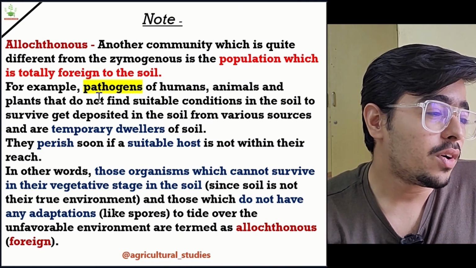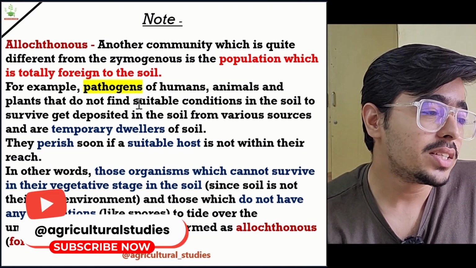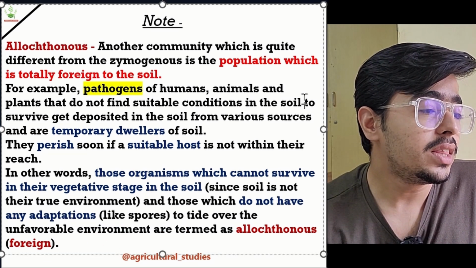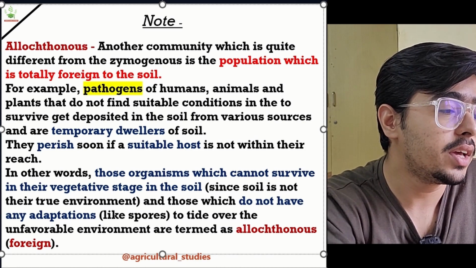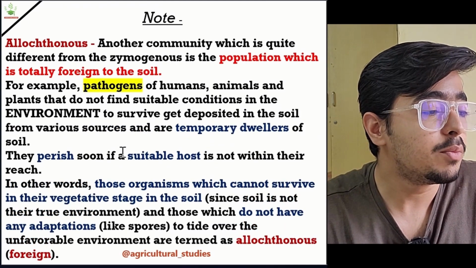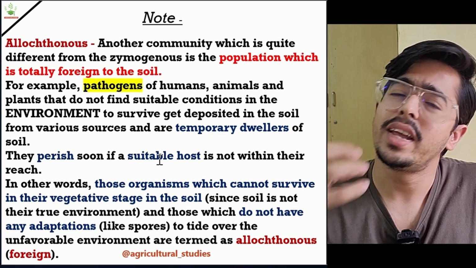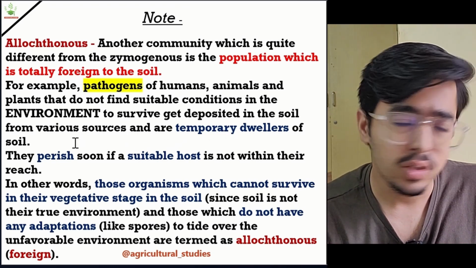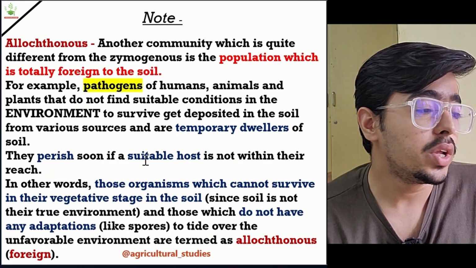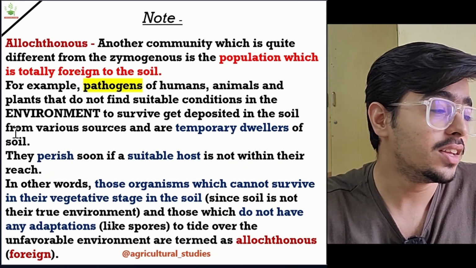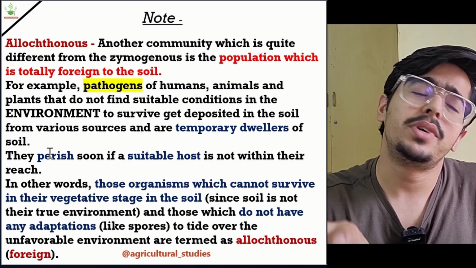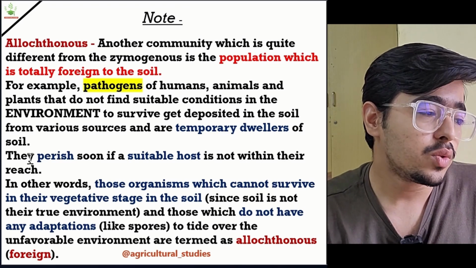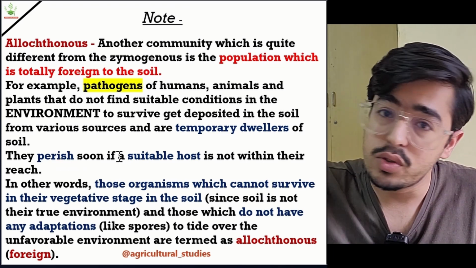So we are discussing pathogens of humans, animals, and plants that do not find suitable conditions in the environment to survive, get deposited in the soil, and don't get any host around them. They are deposited in the soil from various sources and are temporary dwellers of the soil. They perish soon if a suitable host is not within their reach. What is the meaning of perish? Perish means they die. They will decompose.